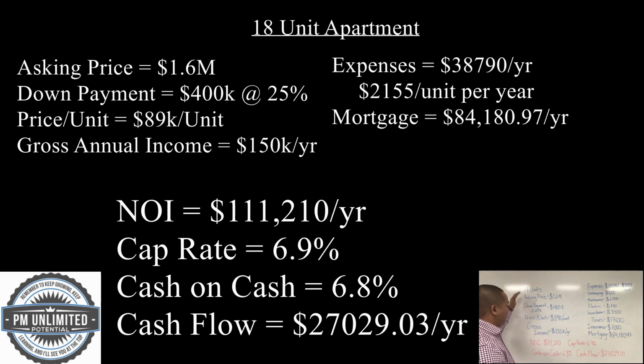So again, just some of the basics. 18 units. It had an asking price of $1.6 million. I always look at a 25% down payment. Now, I know some people out there like to do 20%, but again, it is your level of risk, it is your investment strategy. My investment strategy, I always put 25% down.